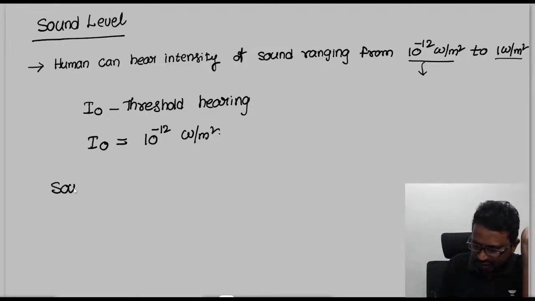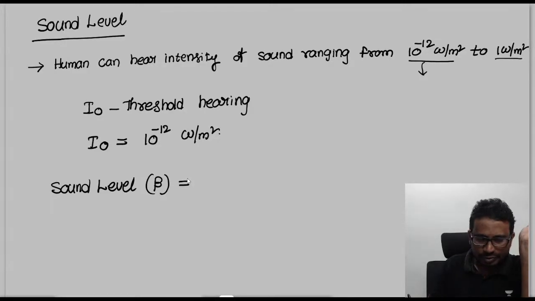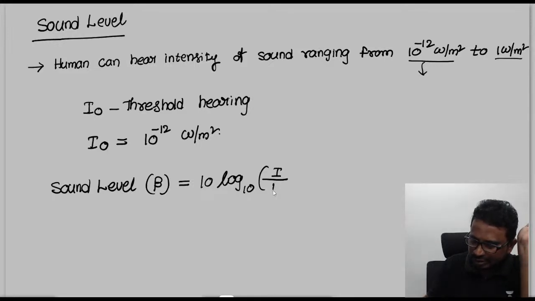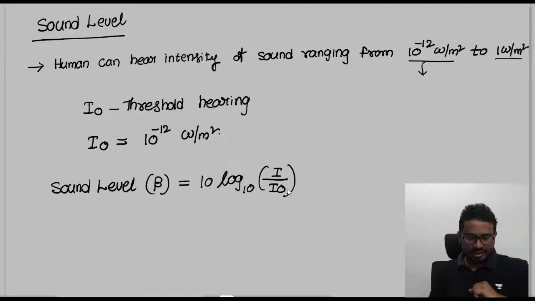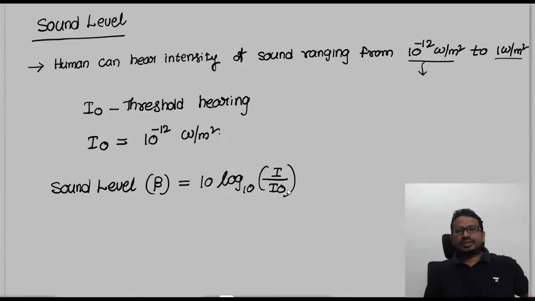Sound level, generally we express in decibels. So the sound level beta is given as 10 logarithm of intensity by threshold of hearing. 10 log I by I0 is called the sound level.